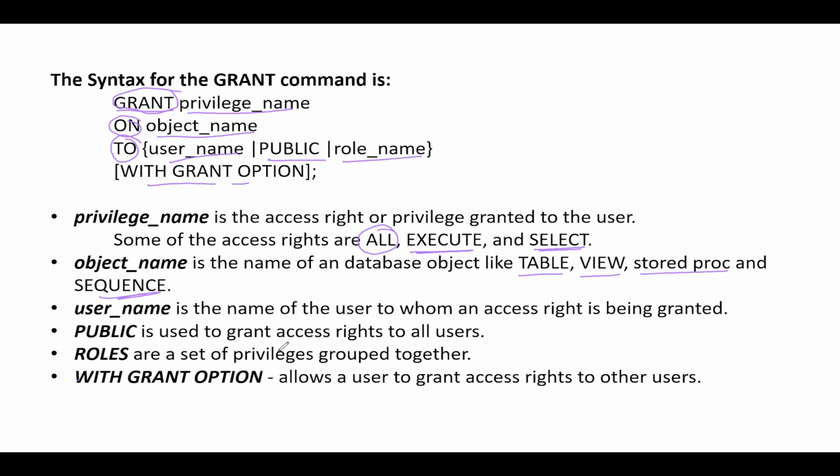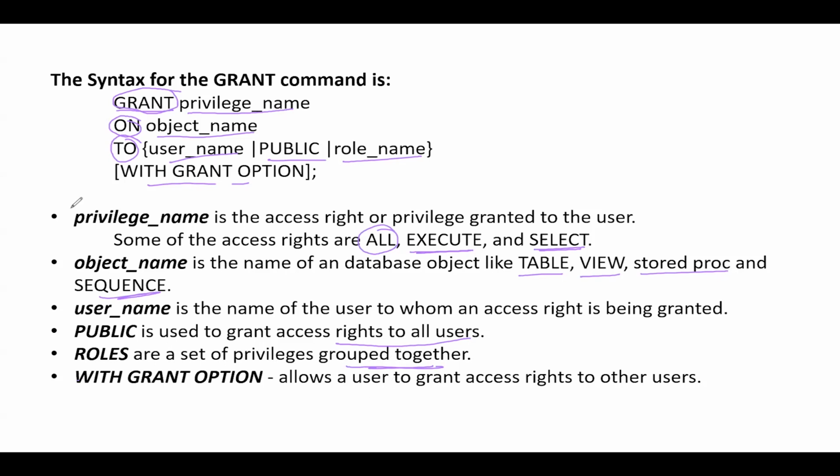Then comes the username, which is the name of the user to whom you want to give access. For example, though many users are accessing the database, whichever user you want to grant a particular access, that username you will mention. And then public is used to grant access rights to all users. In case it is all users, we will use the keyword public. Roles are sets of privileges grouped together. Like I told you, if it is a manager or an employee, there will be different roles. What kind of a role they are playing. With grant option allows the user to grant access rights to another user. So this is how we will grant.